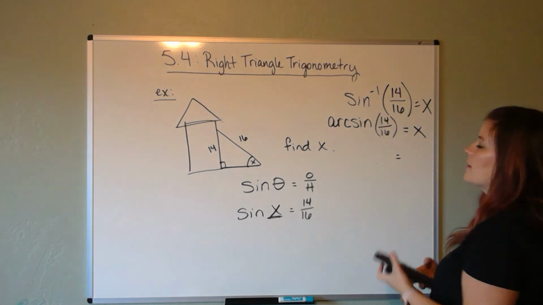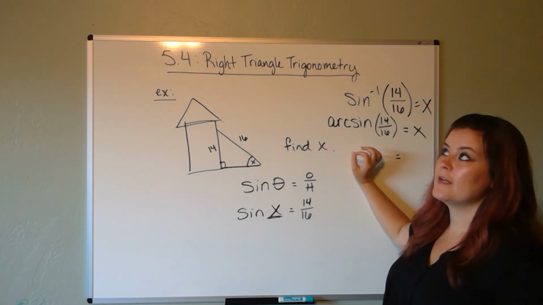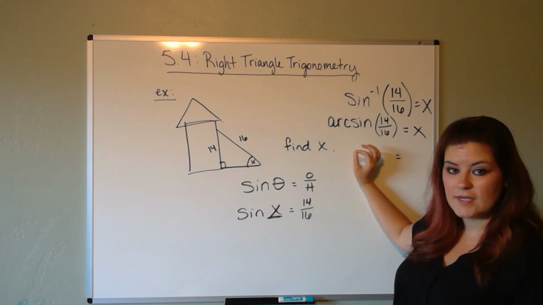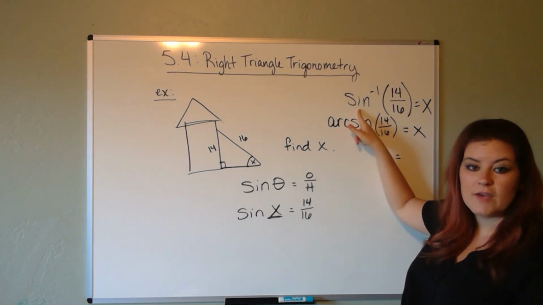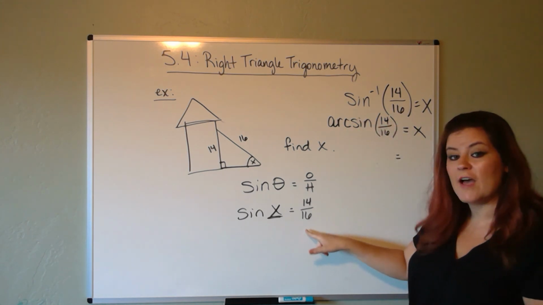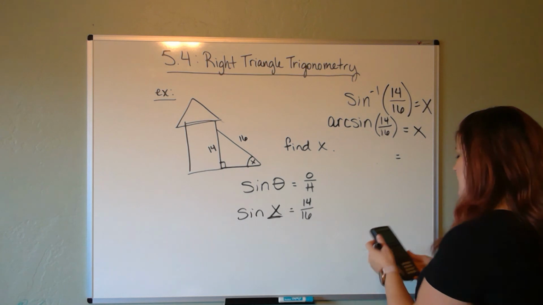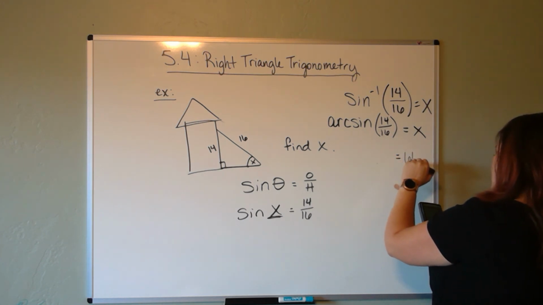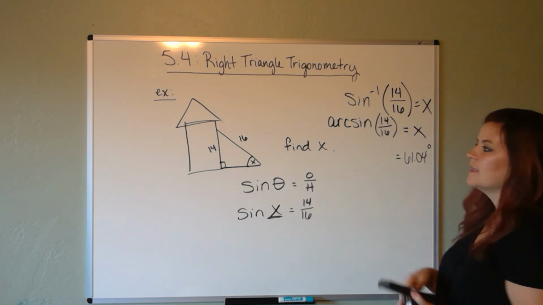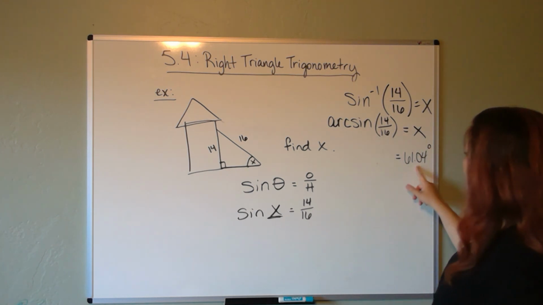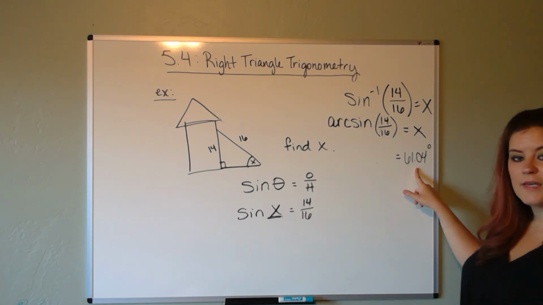So, like I said, your calculator is more than likely not going to say arc sine. It'll say this. But you find that button, you put in the value that you know, your answer is an angle. You guys, my answer is 61.04 degrees. Again, it'll tell you what to round to. But that's what I got. Make sure you can get that too.